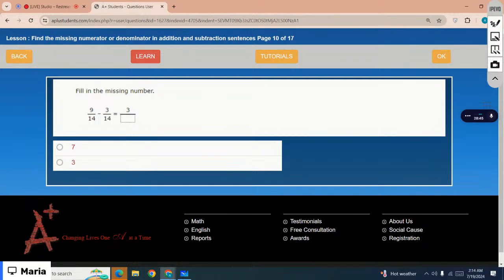So are you guessing the answers? That is 7. Option number 1 is the correct option. You can complete the lesson by yourself later today. Let me just move on to the next lesson.